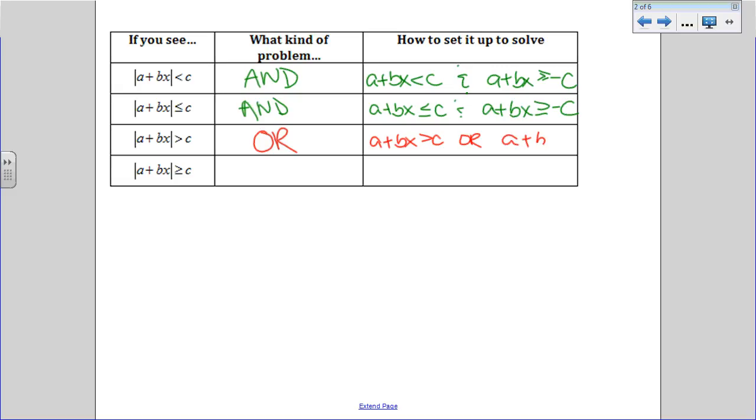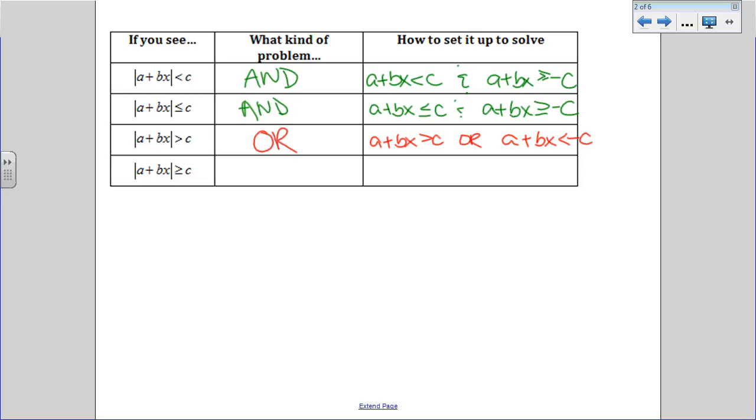And then a plus bx is going to have to be less than, because we have to switch our direction, negative c. So every inequality, because they're always going in opposite directions of each other, one's going to have to be greater than, one's going to have to be less than. Positives are going to stay with what we had. Negatives are going to change direction.